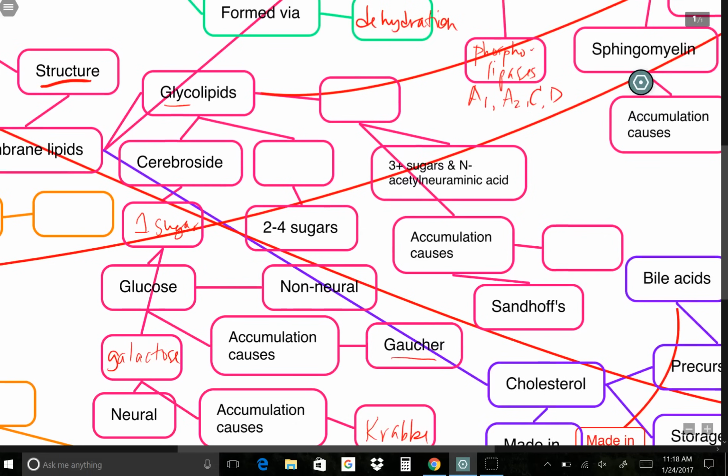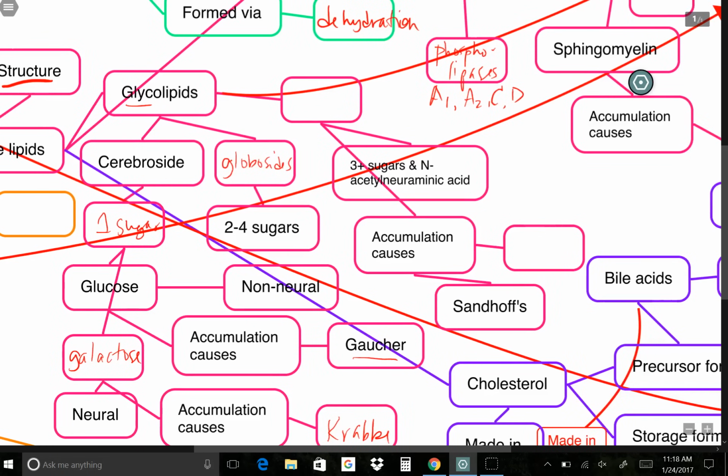Glycolipids that contain a ceramide plus some sugars, 2 to 4 sugars, are called globosides. Nothing super exciting about them. And then ceramide plus, we have 3 plus sugars, so multiple sugars. We're looking at polysaccharides, oligosaccharides there. And N-acetylneuraminic acid. Those are your gangliosides.